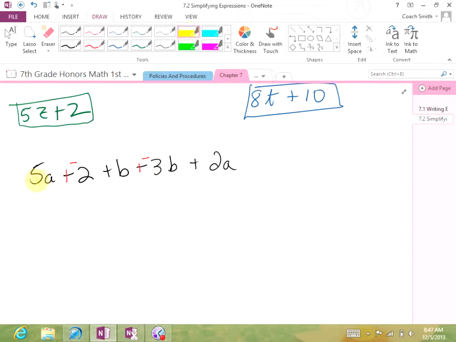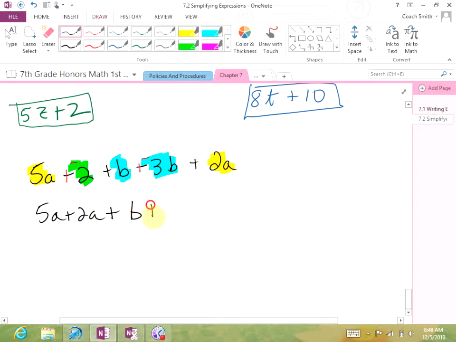Now, we have 5a and 2a that are the like terms. We have b and negative 3b that are the same. And then you have your constant that doesn't have any like terms. So, that would give me 5a plus 2a plus b plus negative 3b plus negative 2.